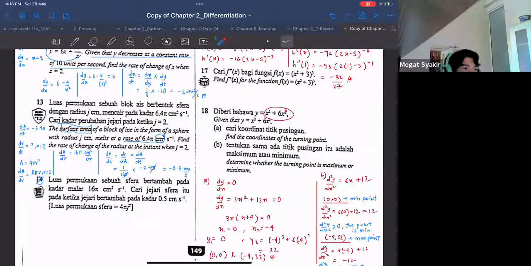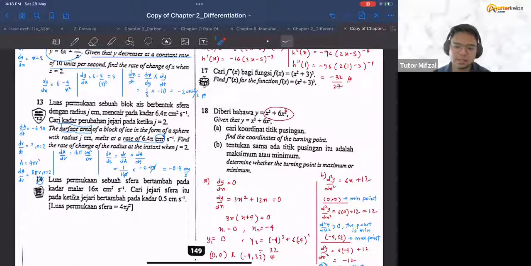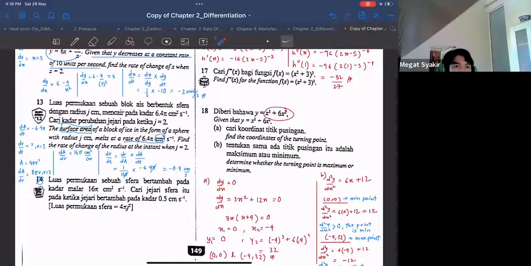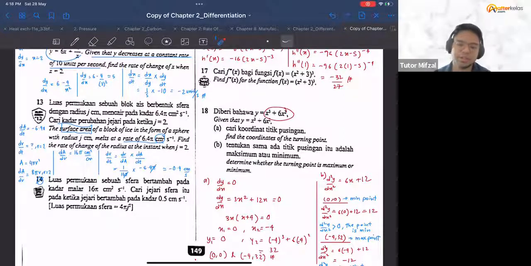For question 18, for A we get 2 coordinates. Yes, the 2 coordinates, and B asks to determine whether it's maximum or minimum. So we have 2 answers, one is minimum, one is maximum. Yes. So nanti your final answer for B, you can say 0, 0 is the minimum point, negative 432 is the maximum point. So there will be two statements that you have to clarify at the end of the calculation.